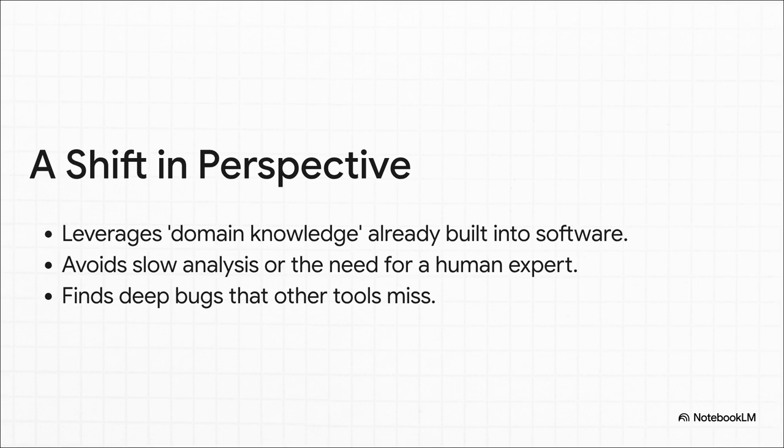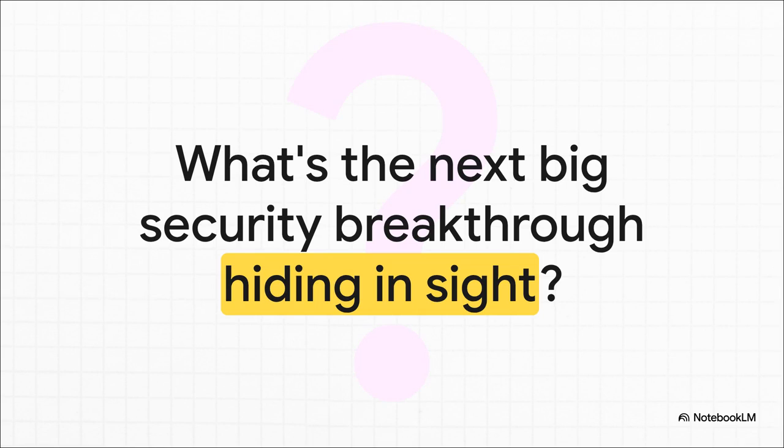This means you don't need a human expert to guide it, and you don't need to do that super slow, complex analysis. And the result? You find these deep, nasty bugs in complex systems that all the other tools just completely miss. And to me, that's the real magic here. It just goes to show you that sometimes the biggest breakthroughs come when you just flip the problem around and look at it from a completely different angle. It really makes you wonder, right? What's the next huge security breakthrough that's just hiding in plain sight?